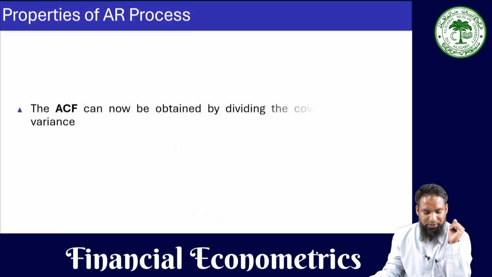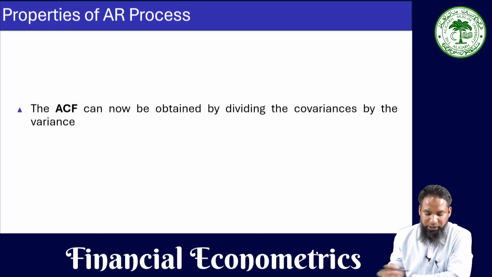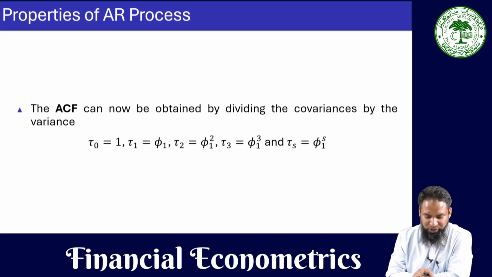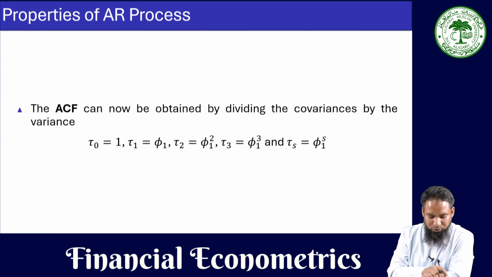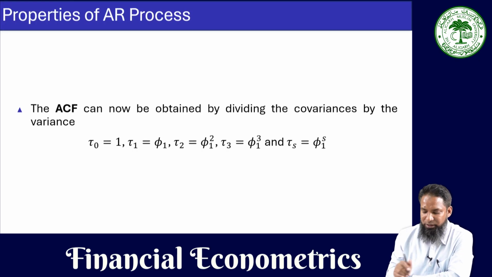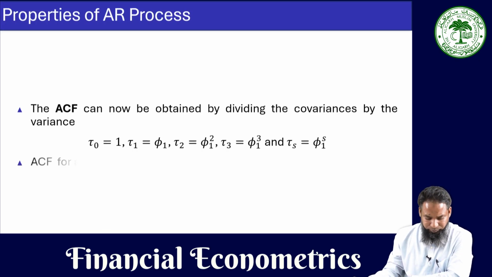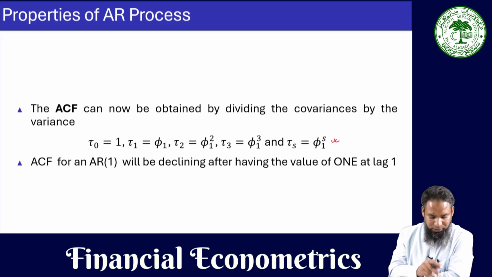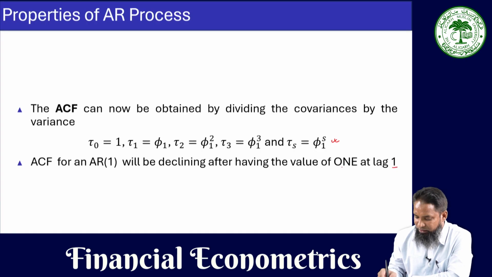So we can summarize that the autocorrelation function can be obtained by dividing the covariance by the variance. So we have tau 0 equal to 1, tau 1 equal to phi 1, tau 2 equal to phi 1 square. So at successive lags, we have the autocorrelation function like this. What this reflects is that the autocorrelation function for an AR1 process will be declining after having the maximum at lag 0, for which the value is 1.